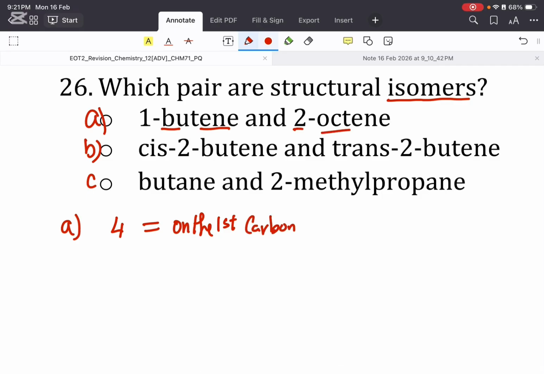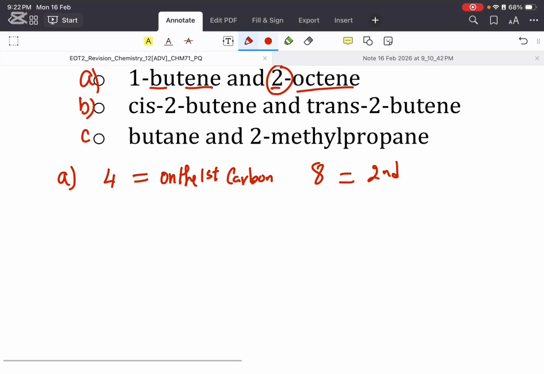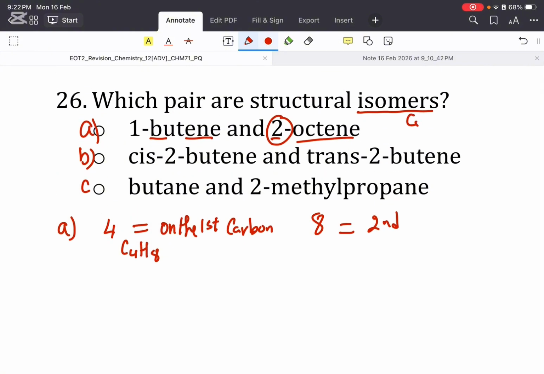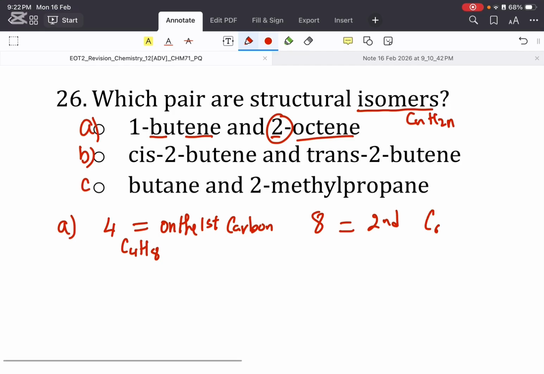The second one, I have octene. I have 8 carbons. I have a double bond, and the double bond is on the second carbon. If I look at their molecular formula, this is gonna be C4H8. Remember, the general formula of alkene is CnH2n. Whereas for this one it's gonna be C8H16. So these are not isomers at all. These are just simply two different compounds, but it happened to be alkenes.